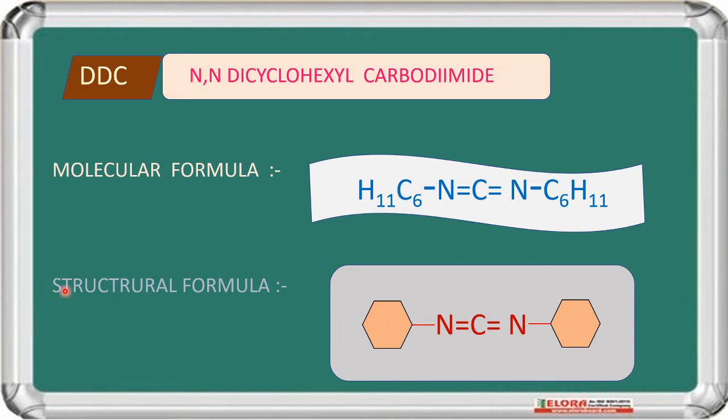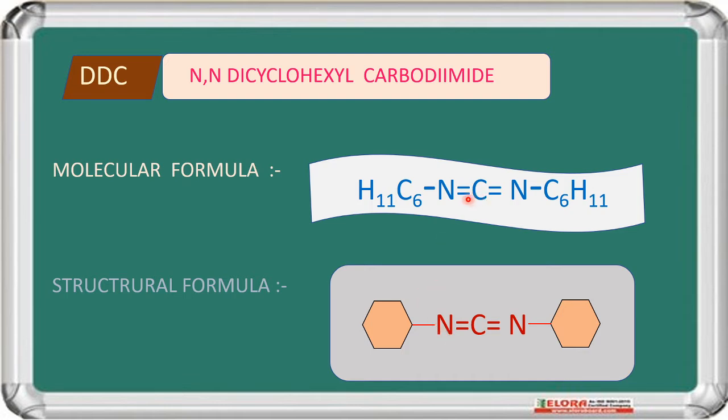The molecular formula is C6H11-N=C=N-C6H11. This C6H11 structural formula is a benzene-like structure, but here there is no presence of double bonds. Here it is dicyclohexyl. Hexyl structure means one less hydrogen, because it is attached to nitrogen.